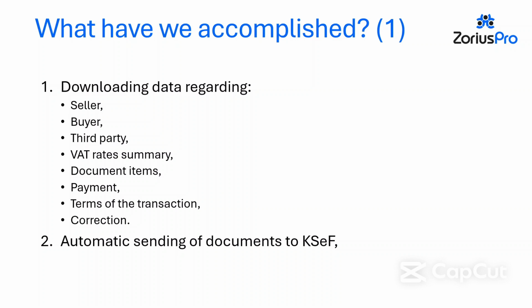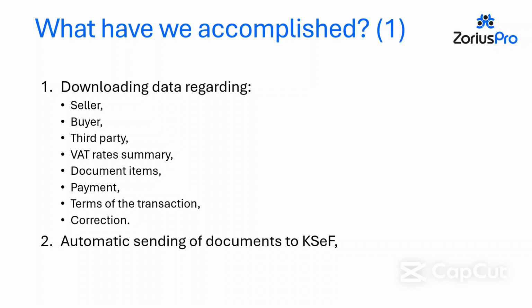In KSeFlex, we have performed the downloading of document data to the relevant objects. Such objects include seller, buyer, and third-party data. They contain information such as NIP, name, address, country code, EU and non-EU VAT number, phone number, email address, and GLN. The VAT rate summary includes the VAT amount, net amount, VAT rate, and VAT exchange rate.